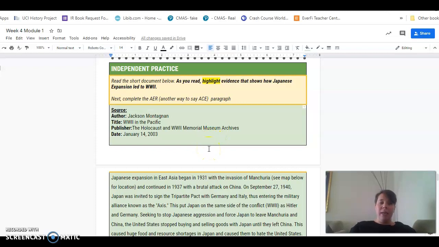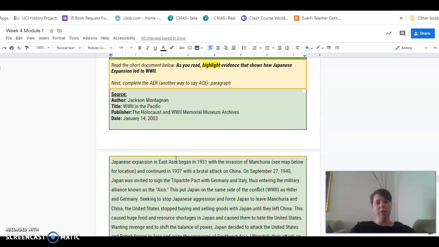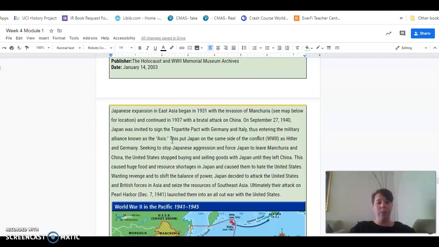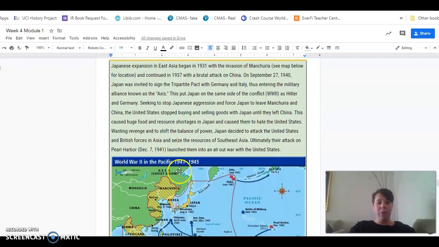Below it is an example of an AER or ACE paragraph. This is something we've used in class for a long time. We just don't name it that anymore, but the format should look pretty familiar. The source of this comes from Jackson Montagon. The title of his work is World War II in the Pacific, published by the Holocaust and World War II Memorial Museum Archives on January 14th, 2003. I've also included a map below so you can see the areas I'm talking about.